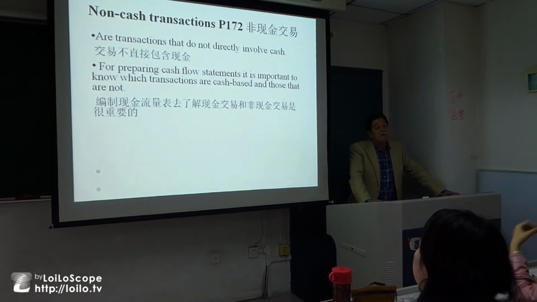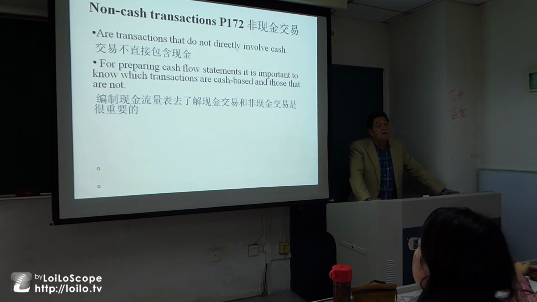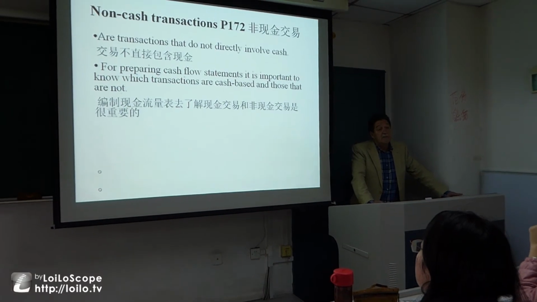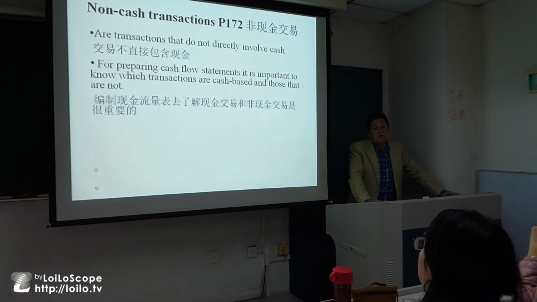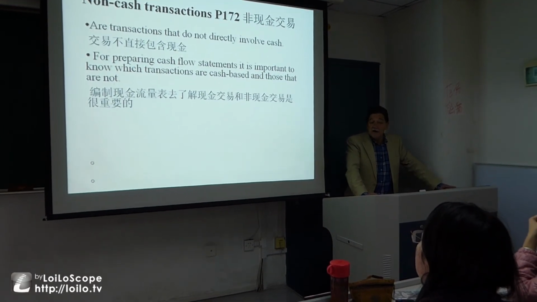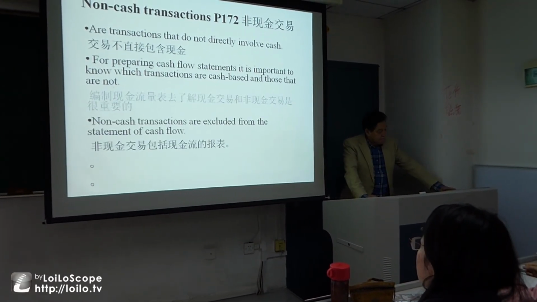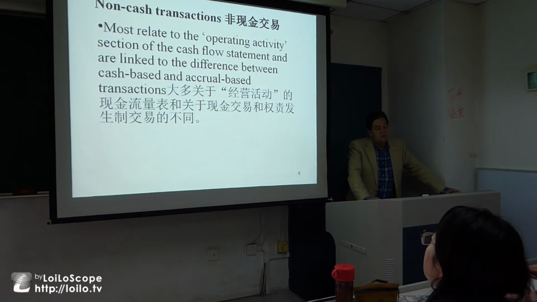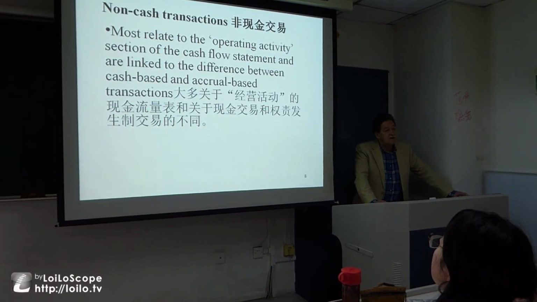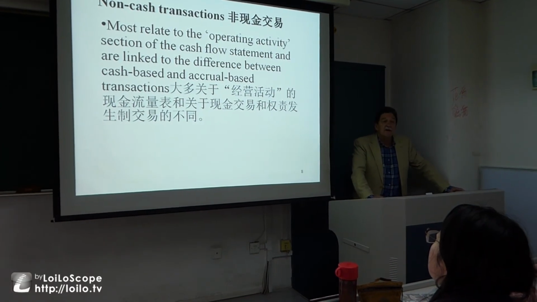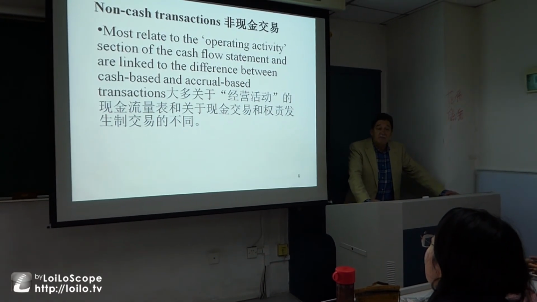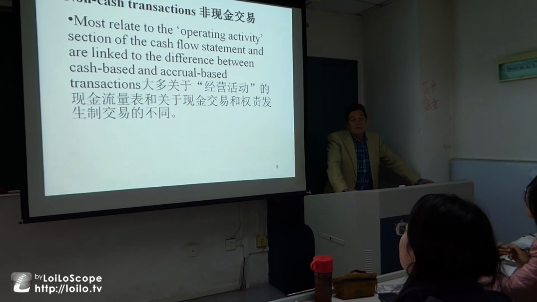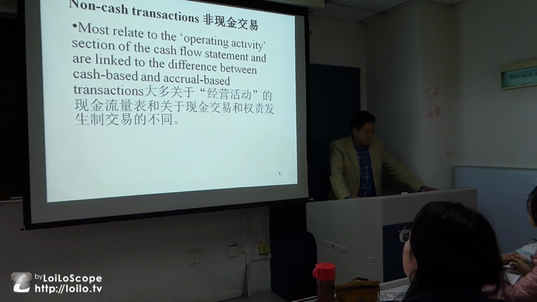Now, as you remember, up to now, we've been dealing with the statement of financial position and the statement of financial performance. And both of those statements are based on the accrual method of accounting. Cash is different. Now, most of these non-cash transactions relate to what we call the operating activity section of the cash flow statement. And they are basically the difference in timing between accrual and cash-based accounting. That's where most of them come from. We'll have a look at some of those in a minute.